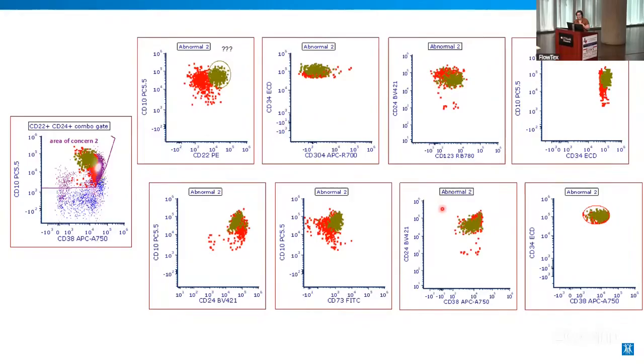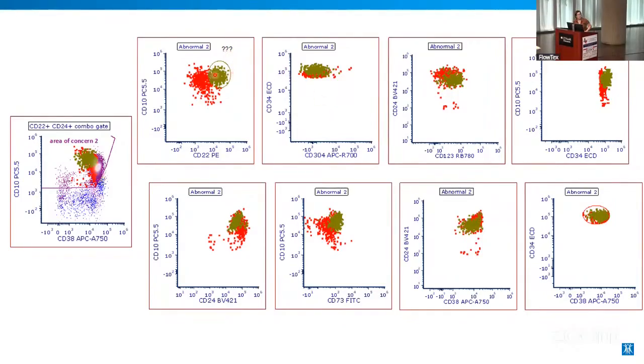Unfortunately, like I said, if I had just looked at this tube, I wouldn't actually think that there was an abnormal population here because I don't have any CD73 expression, I don't have any 123 expression, and I don't have any 304 expression. So I would have probably missed this if I was just looking at this tube alone.